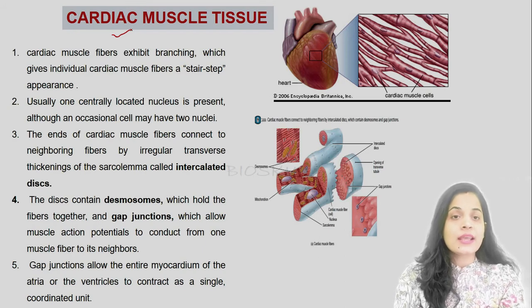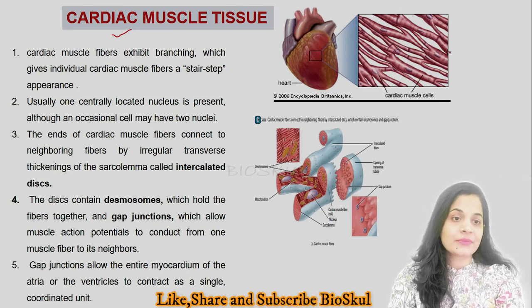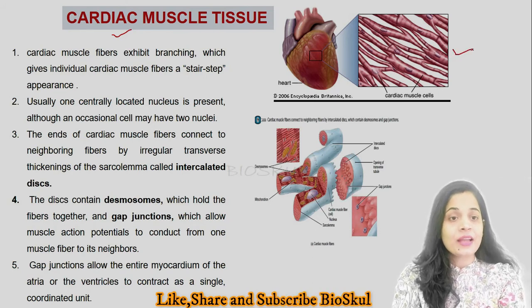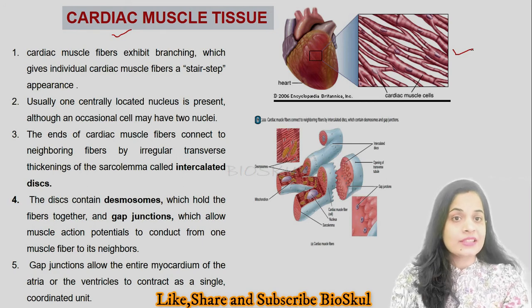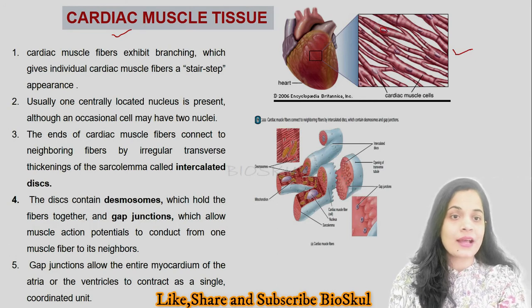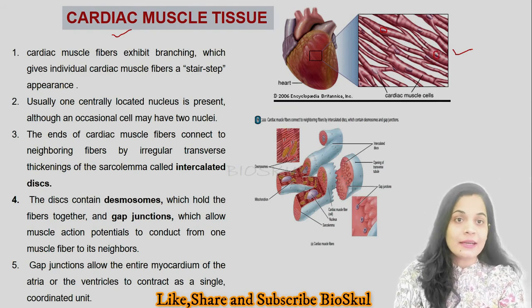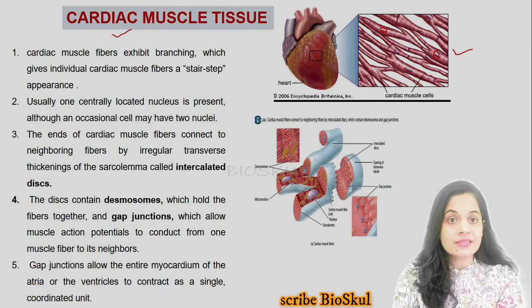Cardiac muscles are branched muscles, and they look like stairs. Look here, it looks like stairs. The second point is that cardiac muscle cells have one nucleus which is present at the center. Here you can see it has one nucleus present at the center. Cardiac muscles are striated muscles, and they are involuntary muscles.